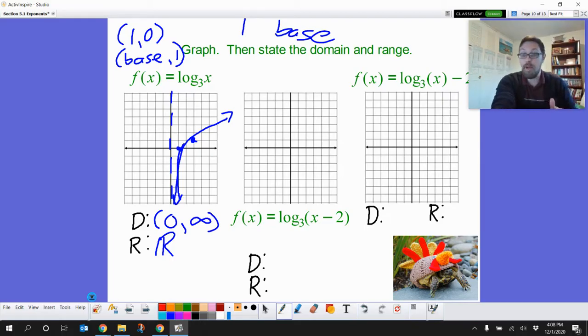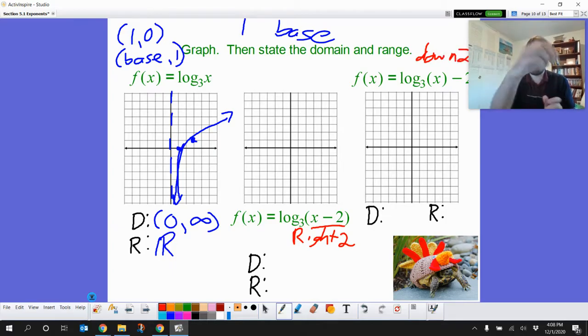Transformations are a little bit more obvious with this one. We can tell that this is on the inside. Since it's on the inside, we want to go left and right. It's subtraction, so I might think left, but it's actually going to go to the right 2. This one where it's a minus 2, it's got to go down 2. So let's graph both of those.